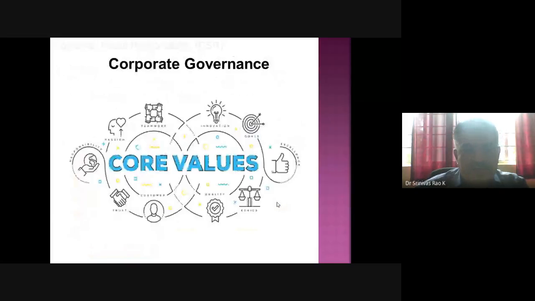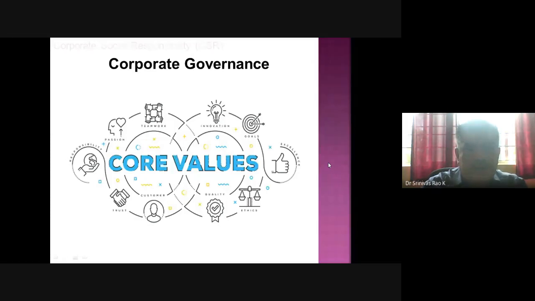in this core values, what we have: teamwork, innovation, goals, excellence, ethics, quality, customer, trust, then responsibility, passion. So all these things are part of your core values. Though some of the attributes have been repeated, more or less when they ask you any core values, just write these core values. All these are part of your corporate governance.